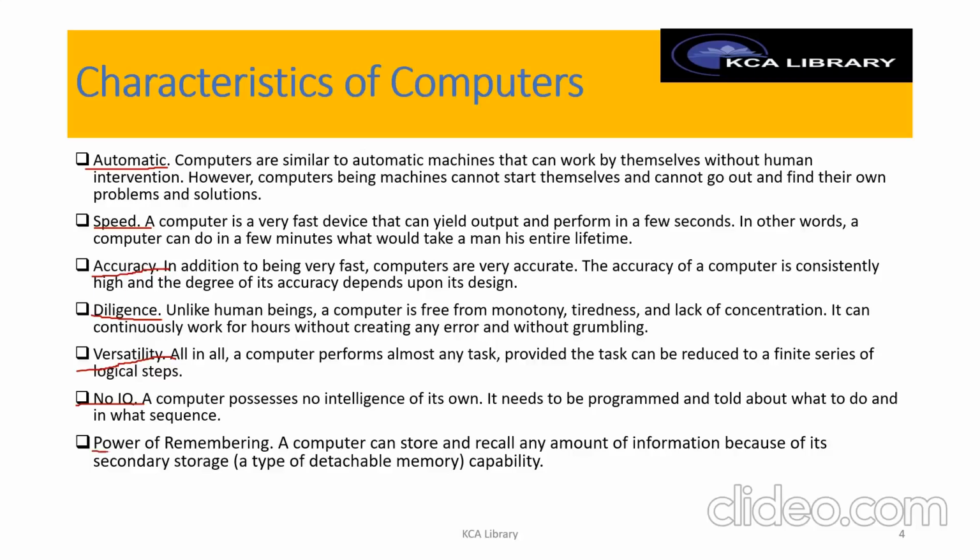So the power of remembering: computers can remember. Because they have memory, they remember things that a human being cannot. For example, if a system was used to carry out a population census maybe in 1990, once you go to that system and check how many people were there at that time, it will immediately give you that information. So they have that ability to remember.